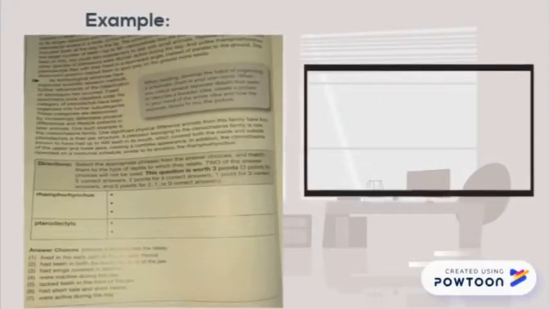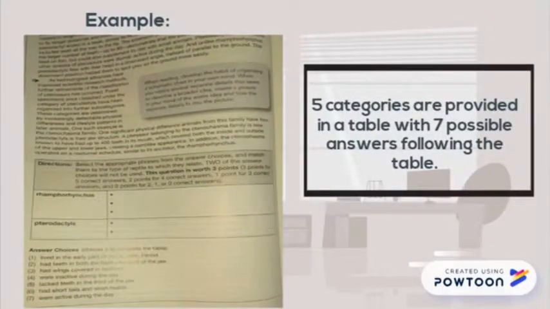Here we have an example about organizational or schematic table questions. As you can see in this part, 5 categories are provided in a table with 7 possible answers following the table.